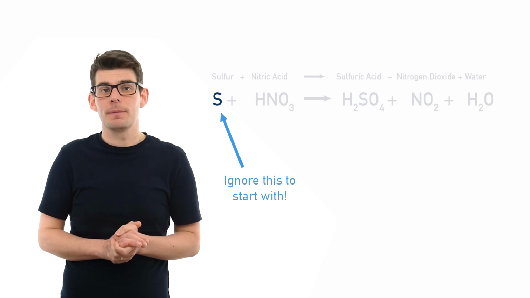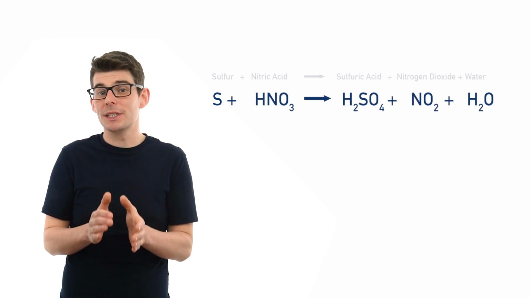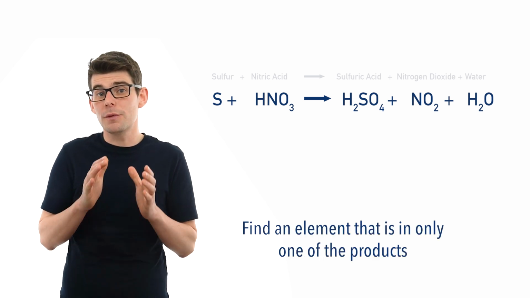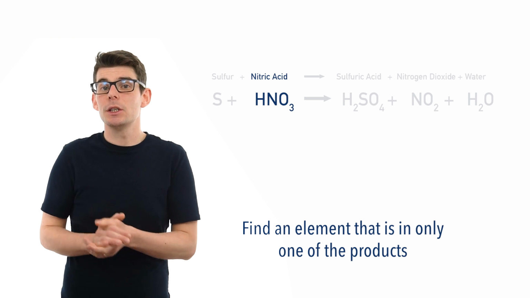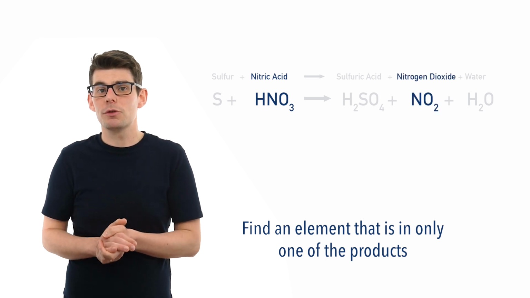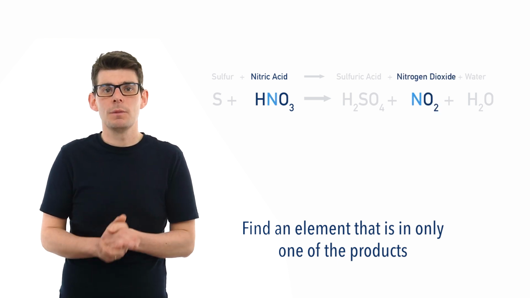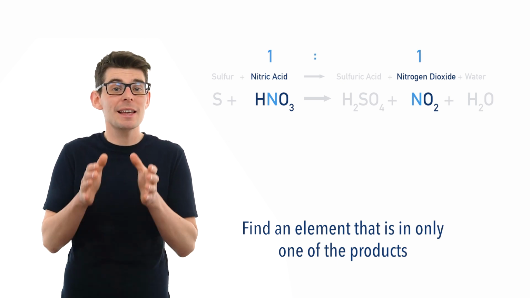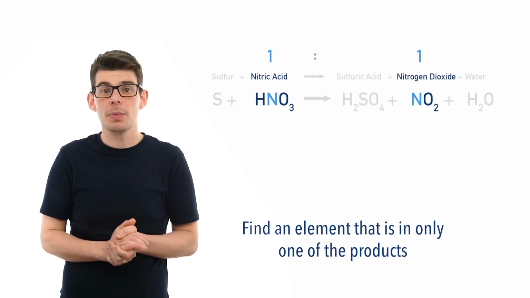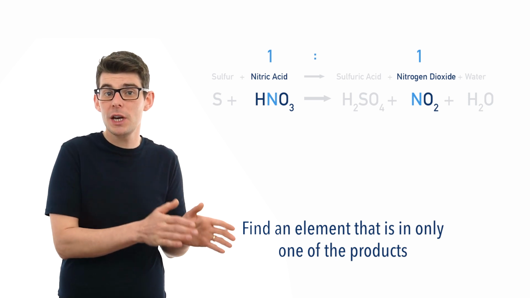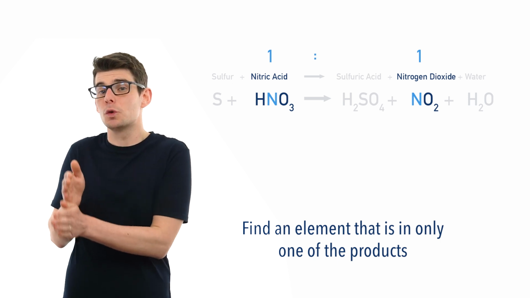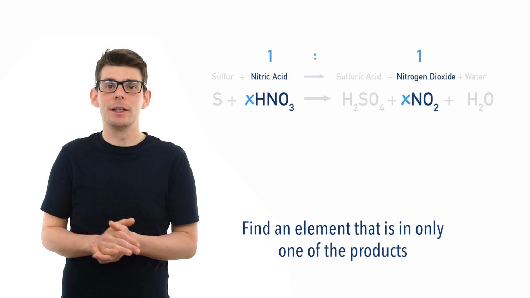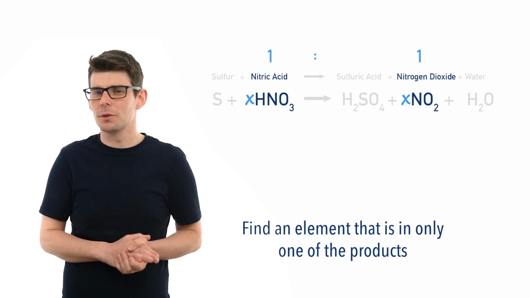Next, try and look for an element in a reactant that is only in one of the products. Here, for example, both the nitric acid, HNO3, and nitrogen dioxide, NO2, contain nitrogen. Nothing else does. The ratio of HNO3 to NO2 must be 1:1 then, as they both contain one nitrogen atom. This means as we change HNO3 when we balance, we must change NO2 at the same time. Let's write that as X for HNO3 and this would give X NO2. This will help remind us about this later on.